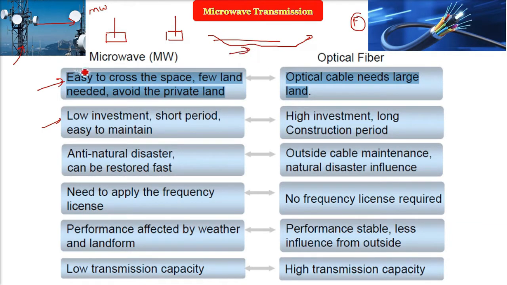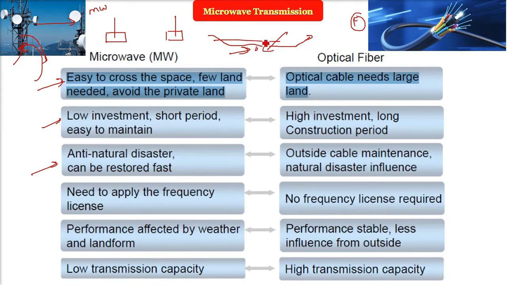In microwave, the anti-natural disaster, that is, it can be restored fast. If the tower goes down, you can just erect it again. But in this kind of disaster, if some tsunami or something, earthquake comes, the outside cable maintenance, natural disaster is a strong influence in optical fiber.